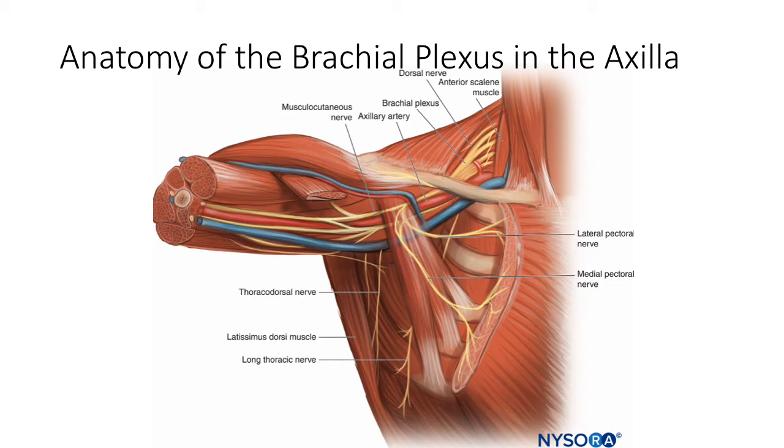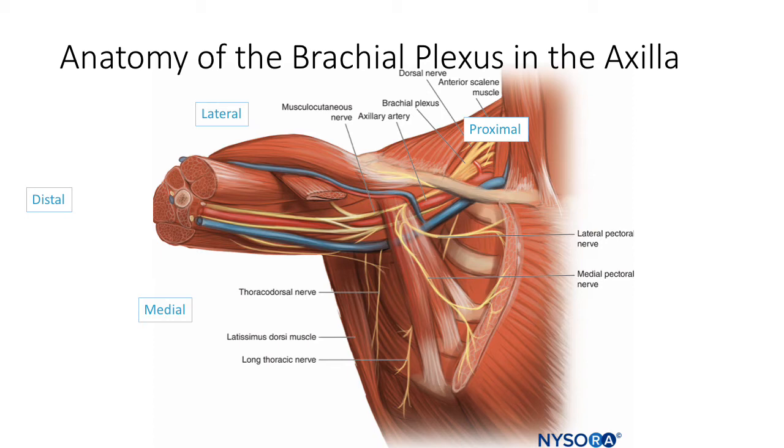For the purposes of this discussion, we will often refer to structures as proximal or distal, medial or lateral. Lateral in this case refers to the radial or thumb side of the arm, which in this diagram is up as the arm is abducted. We'll also use the terms anterior and posterior. In this diagram, anterior is facing you.